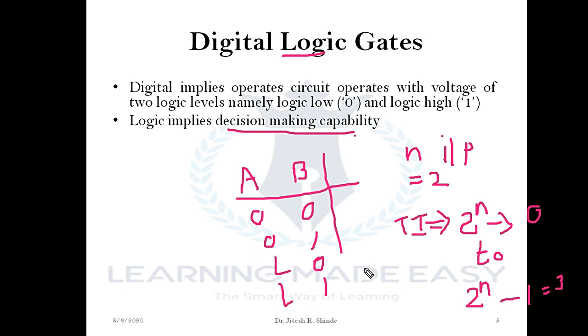Based on this input combination, the decision is being made whether the output should be equal to 0 or the output should be equal to 1. So in this way the decision is being taken in a digital logic gate. The logic dictionary meaning is decision making capability.